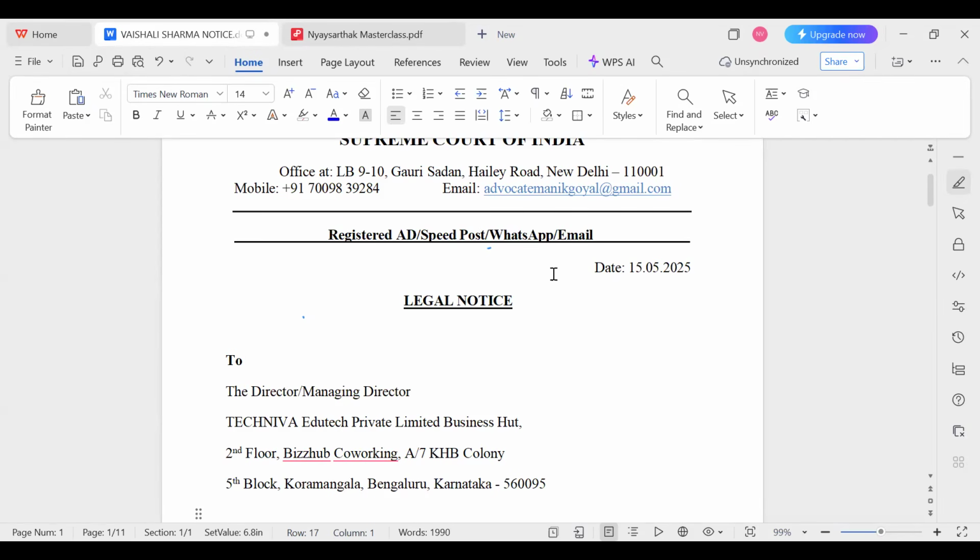Because there is no way you can prove that the other party has seen the WhatsApp message if their read receipts are off. Okay. And the same thing goes with email also, because there is nothing you can track to show that this email has been read by the other party.